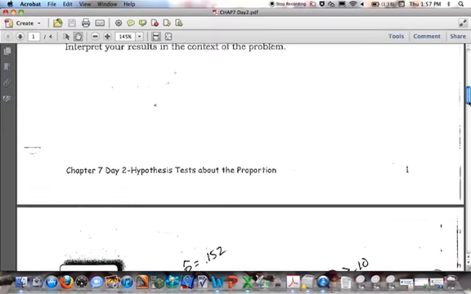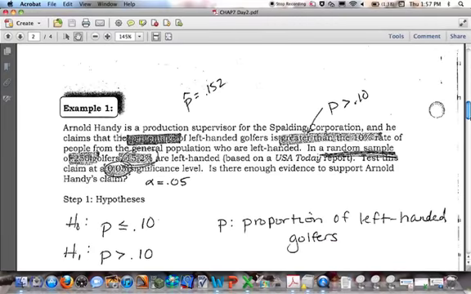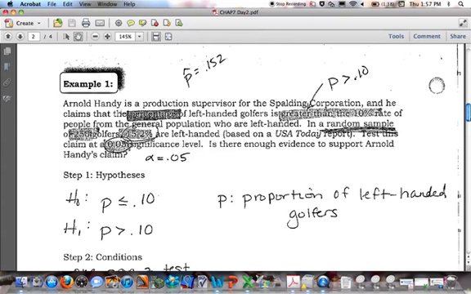And then we'll interpret. So in this problem right here, I've got Arnold Handy as a production supervisor for the Spalding Corporation. And he claims that the percentage of left-handed golfers is greater than the 10% rate of the people from the general population who are left-handed. In a random sample of 250 golfers, 15.2% are left-handed. Test this claim at the 0.05 significance level. Is there enough evidence to support Arnold Handy's claim?